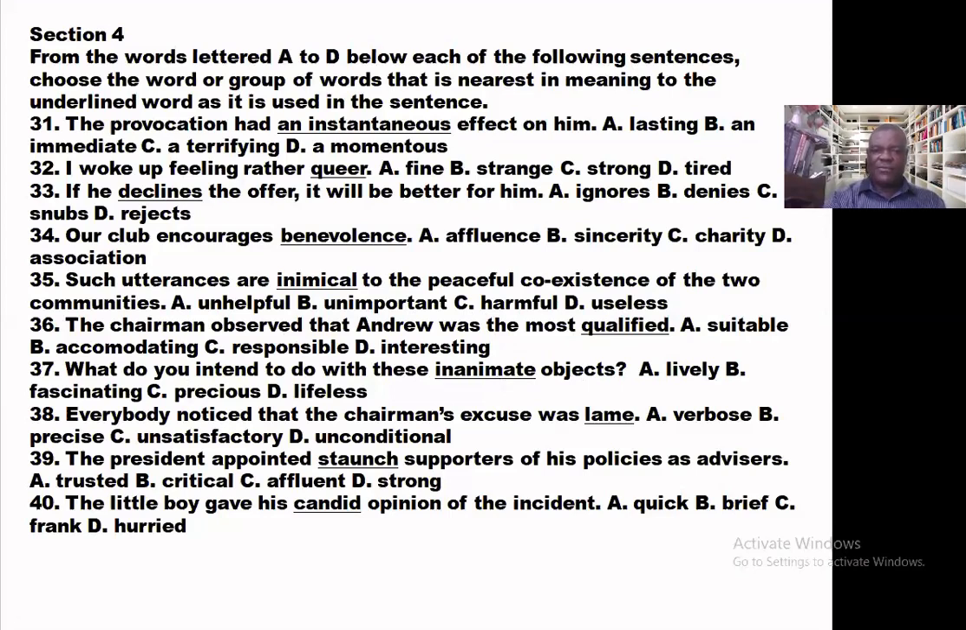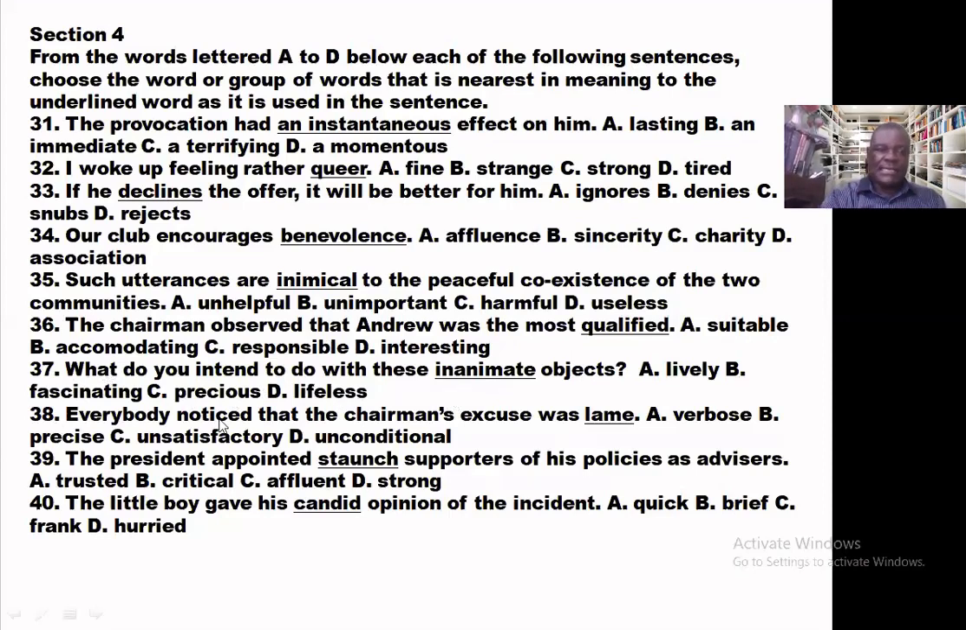Yes, lively, that's quite okay. No, if we are talking of opposite, we should be talking of lively. We are now talking of nearest in meaning. So inanimate is the opposite of lively. B, fascinating, no. C, precious, no. D, lifeless. Lifeless objects are inanimate objects.